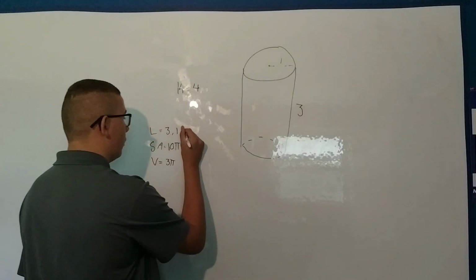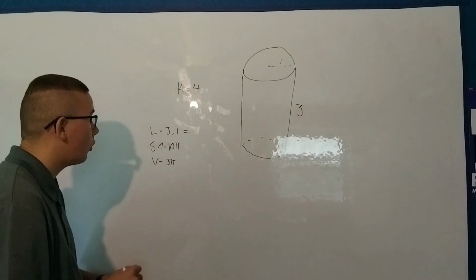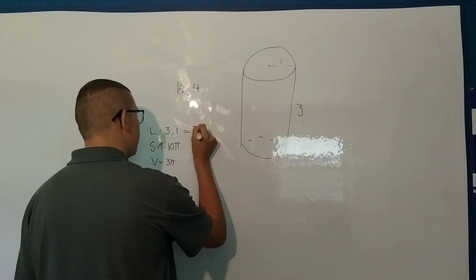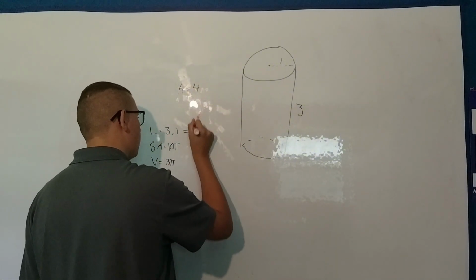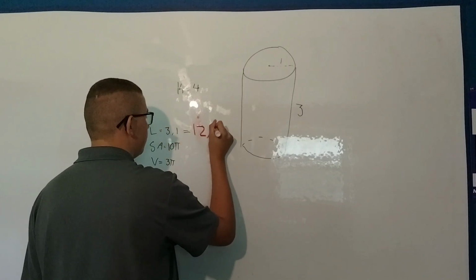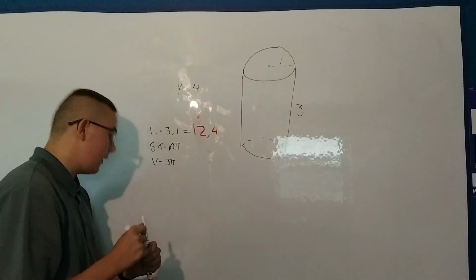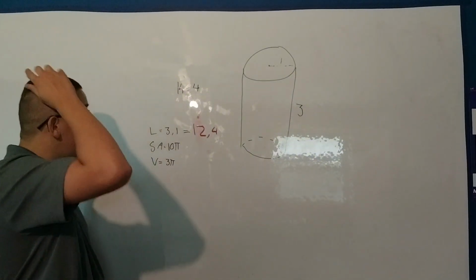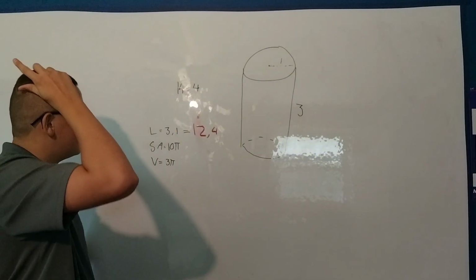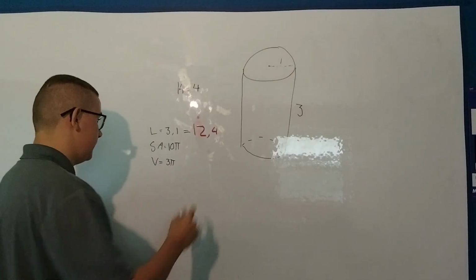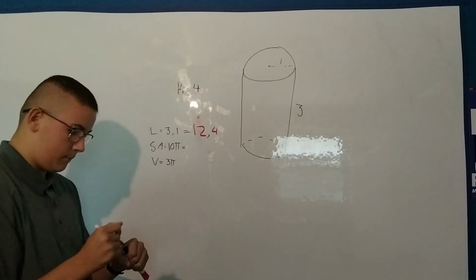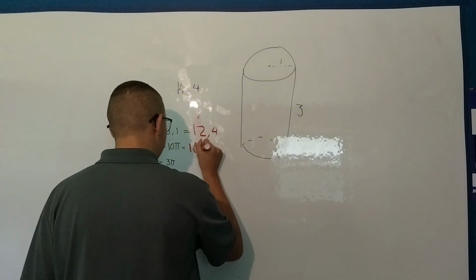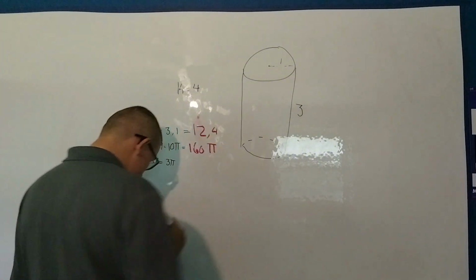So this equals 3 times 4 is 12, and 1 times 4 is 4. So that's your answer for the new lengths. For the new surface area, we do 4 squared is 16. 10 times 16 is 160 pi. 160 pi is your new answer for the surface area.